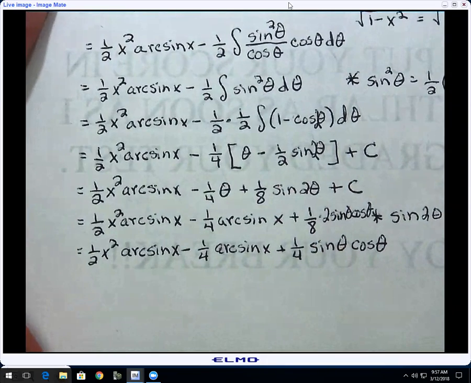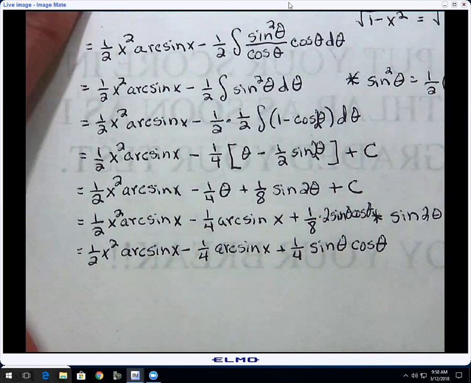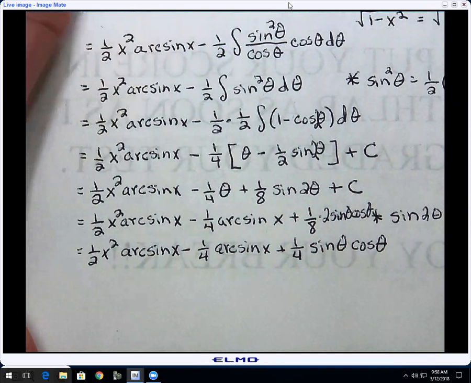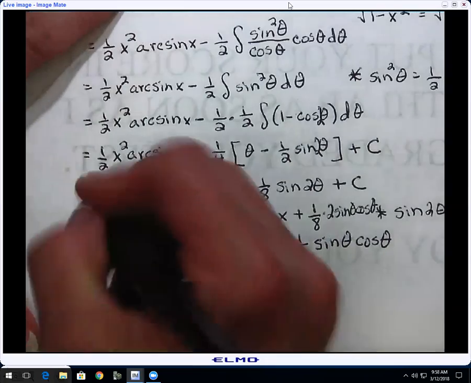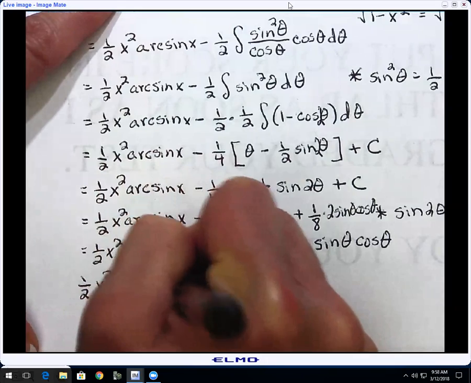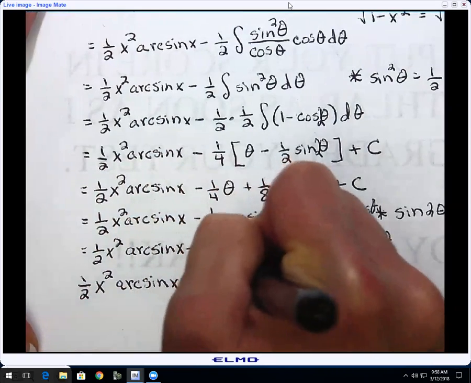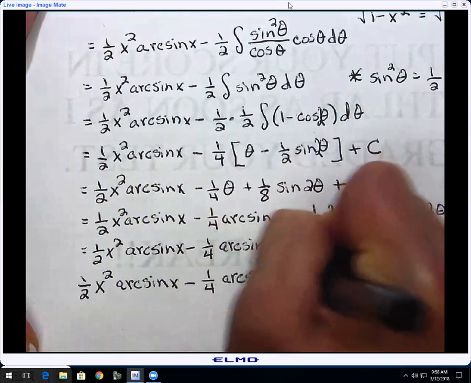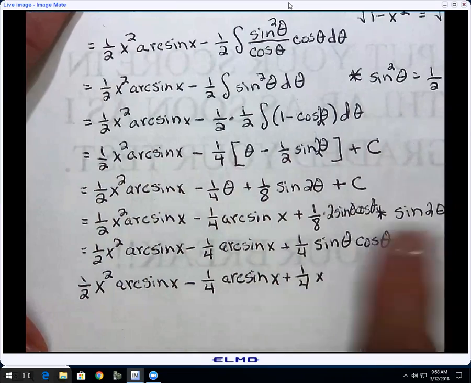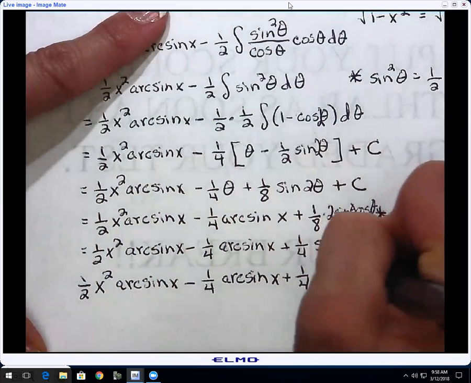I'm so close. What can I put in place of sine theta? X. Do I have what I can put in place of cosine theta? Yes. Didn't have to have a triangle for this one. Sine is just x, and cosine is the square root of 1 minus x squared.